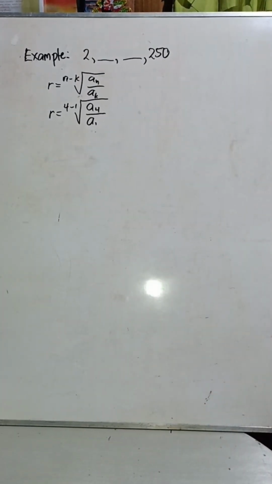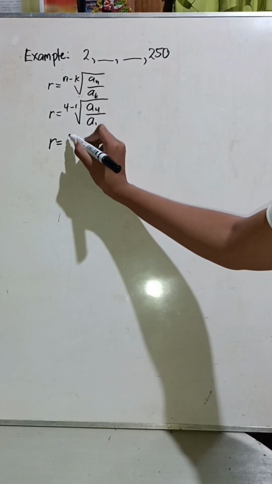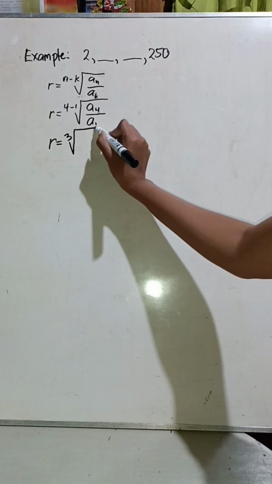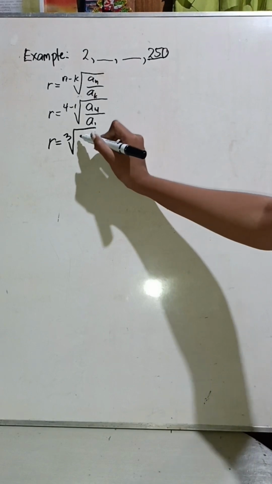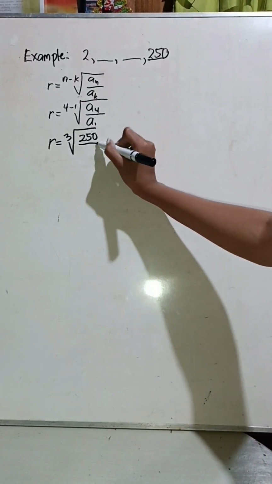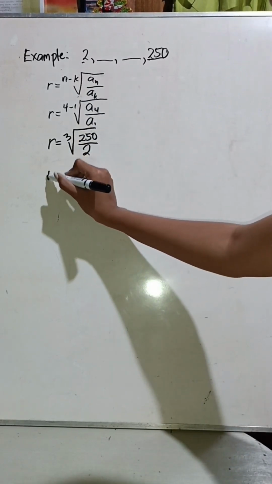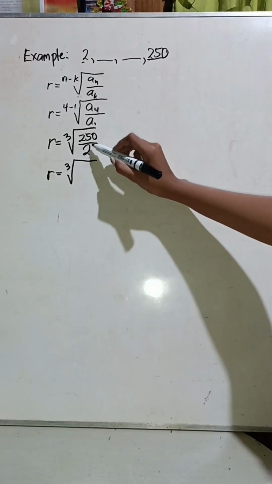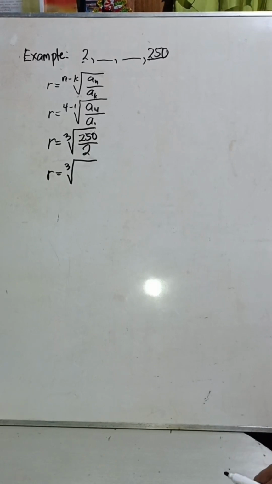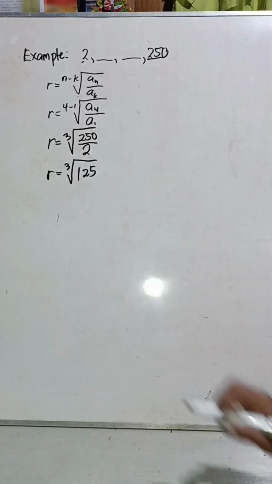So, now let's substitute. Given. r is equals to 4 minus 1 is 3. Square root of a sub 4, ang fourth term. So, 250. Atong a sub 1 is kani pinakauna nga term. So, 2. r is equals to 3 square root of 250 divided by 2. Pila man na siya. So, we have 125. Diba? Tama?